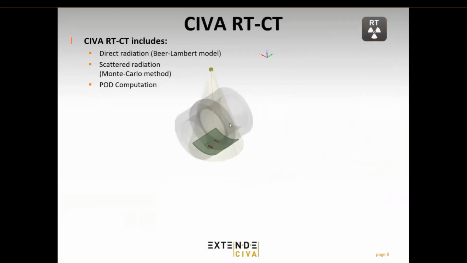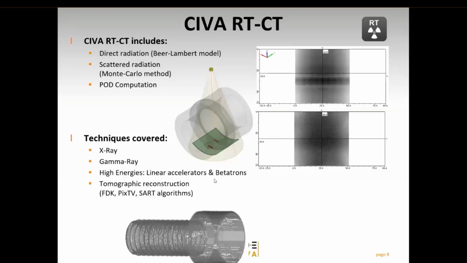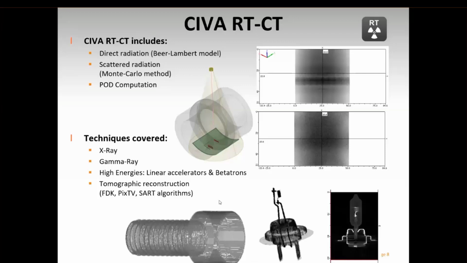The X-ray module allows reproducing X-ray tests with a source, a part, and detectors. It includes calculation of direct and scattered radiation. It can cover X-ray sources, gamma ray sources, and high energies, and reproduces film radiograms for different exposure times, different types of source, and of course different types of defects. It also includes an extension for 3D tomographic reconstruction, computed tomography, to perform 3D reconstructions.